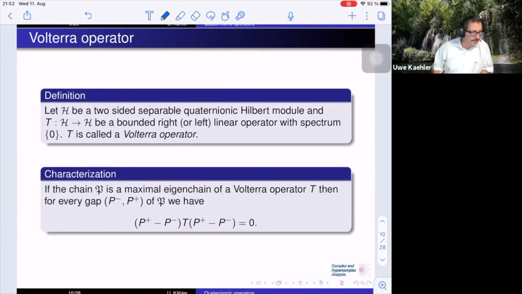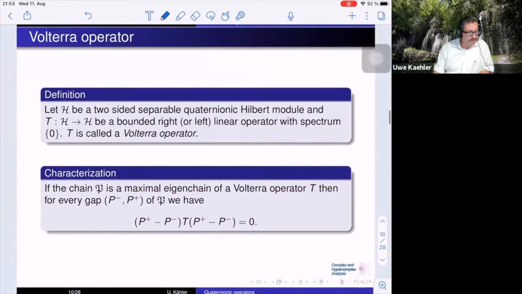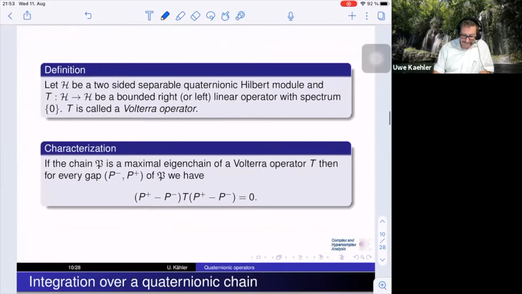So in our context, we just take a quaternionic Hilbert module and a bounded left or right linear operator whose spectrum only contains 0. Then we call it a Volterra operator. And the characterization is basically the same as in the classic case: if you have a maximal eigenchain of your operator, then for every gap, T applied to the gap is 0. This continues to be true in the quaternionic case.